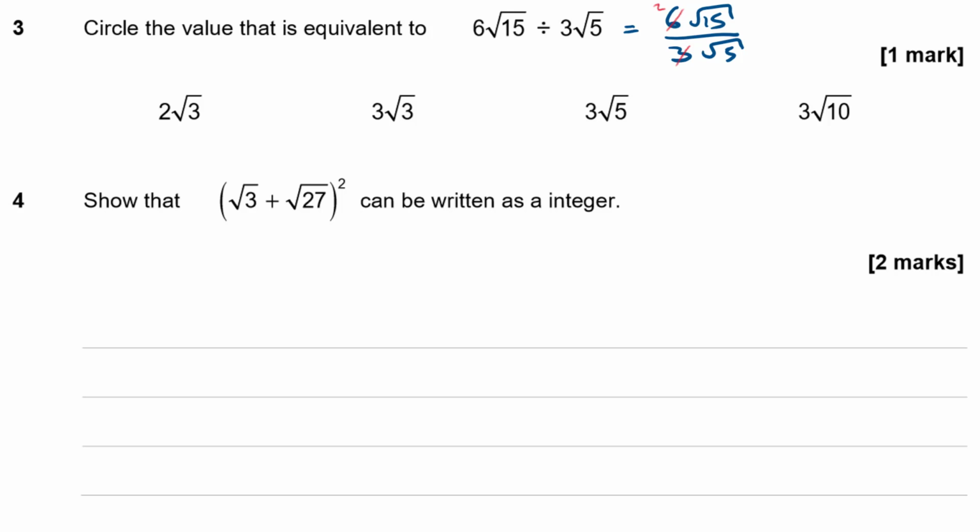And I can put those surds under one surd, can't I? So that's the same as the square root of 15 over 5, and 15 divided by 5 is 3. So it's equivalent to cancelling that 5 into that 15 and giving me 3. So that cancels down to 6 divided by 3, 2. Root 15 divided by root 5 is root 3. So 2 root 3 is the answer. It's that one there.